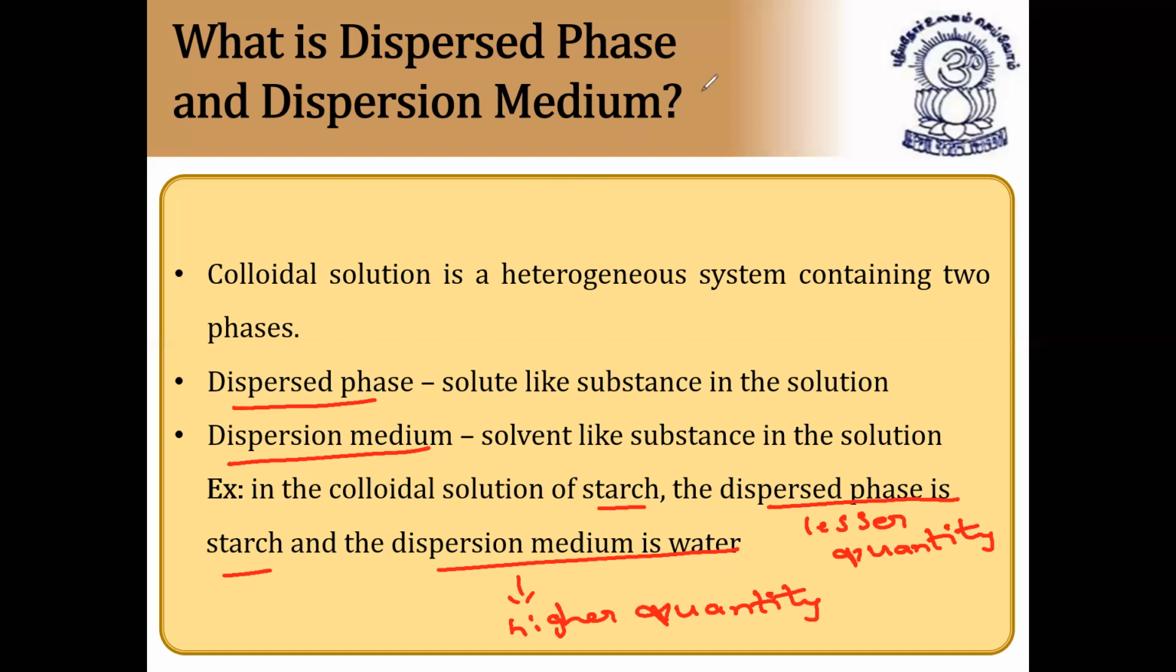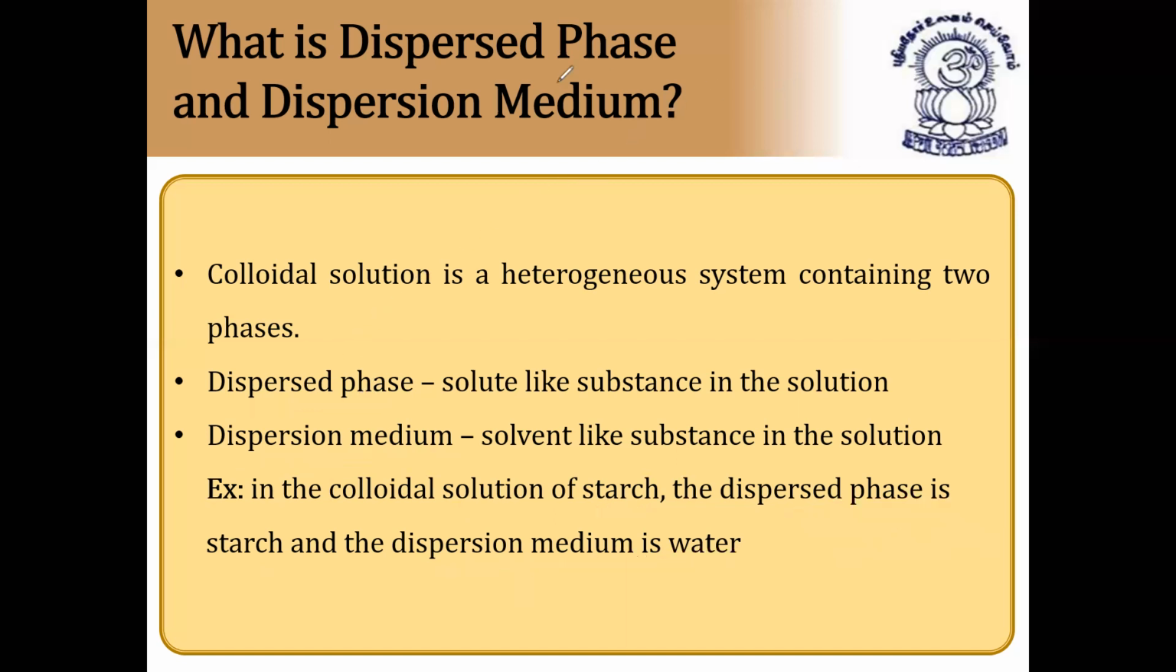Suspended particles in the solution are called colloids. They are in no way related to solute and solvent, but they look like solute and solvent in the medium. So, dispersed phase and dispersion medium. In the colloidal solution of starch, the dispersed phase is starch and the dispersion medium is water. I hope it is clear.